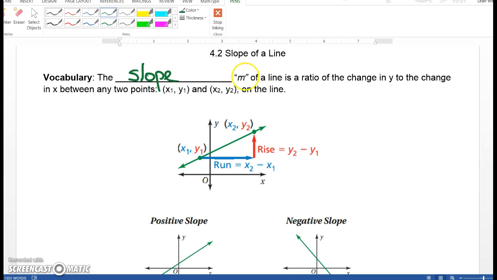The slope, or the m, of a line is a ratio. Remember, we often write a ratio as a fraction, and we will be writing that as a fraction for slope. And it's the change in y, y is the vertical distance, or the vertical axis, to the change in x between any 2 points. Later we'll get more into this notation, but we're going to call them x sub 1, y sub 1, and x sub 2, y sub 2. So let's go ahead and look at some of these.